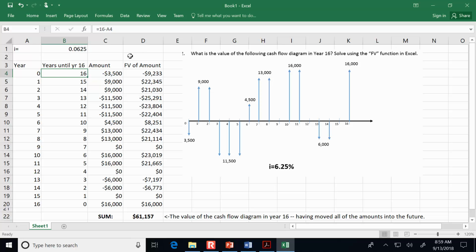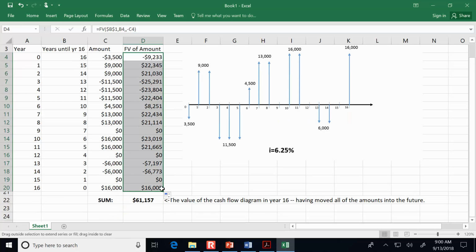And for the future value function, what we're doing is we're saying equals FV, and then we click on the rate along with the dollar signs. So you can either type those in manually or just press the F4 button to anchor both the column and the row. N is going to be this secondary time. And then in this case, we want to skip over the payment field, so we put in 2 commas and then negative of the amount. The negative because if we didn't, it would switch the sign, and we don't want it to do that. All right, and so we can drag that formula down and then total all of them.